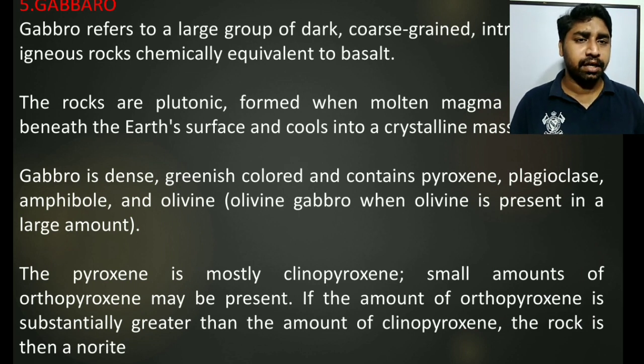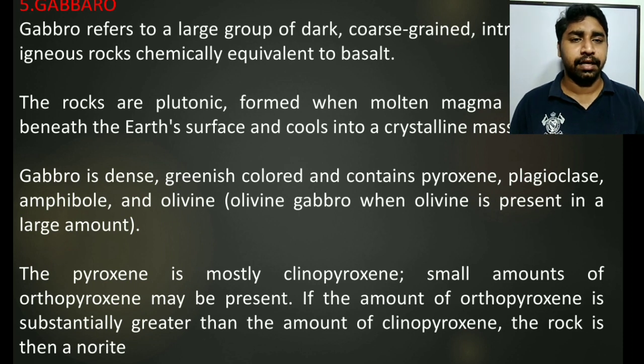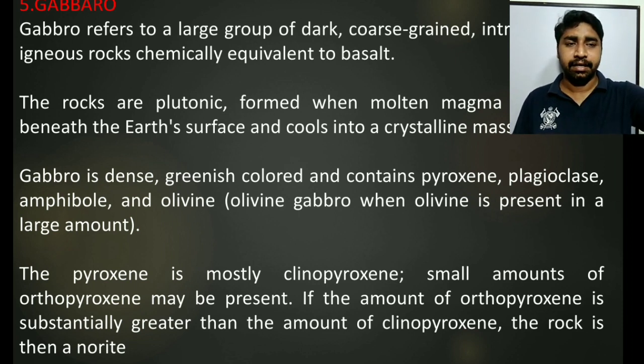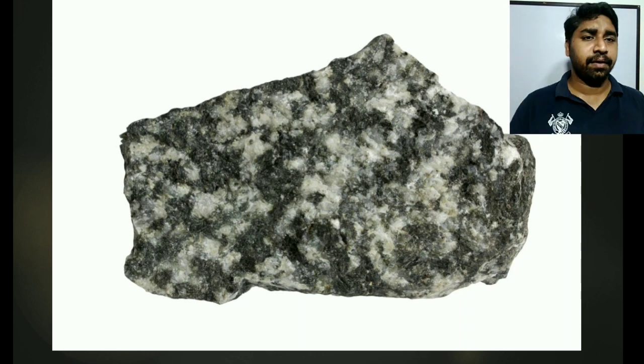Pyroxene is mostly clinopyroxene. Small amounts of orthopyroxene are also present. If the amount of orthopyroxene is greater than the amount of clinopyroxene, the rock is called norite. So the name is going to change from gabbro to norite if it contains orthopyroxene instead of clinopyroxene. Here you can see a figure or image of gabbro.